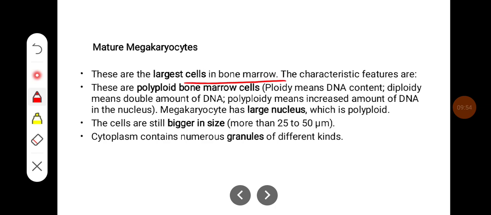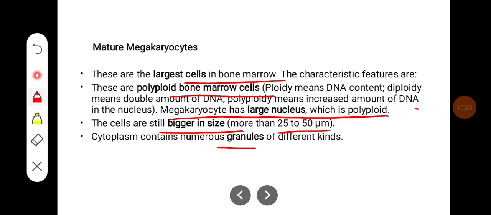The characteristic feature is that they are polyploid bone marrow cells. Ploidy means DNA content. Diploidy means double amount of the DNA. Polyploidy means increased amount of DNA in the nucleus. Megakaryocytes have a large nucleus which is polyploid. The cells are still bigger in size, more than 22 up to 50 microns.